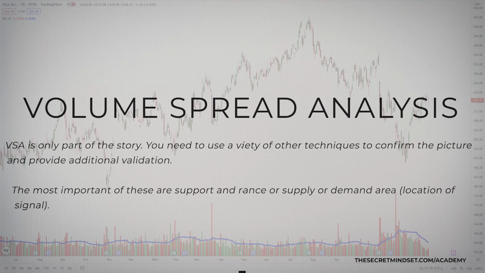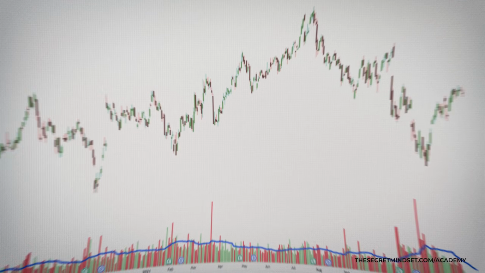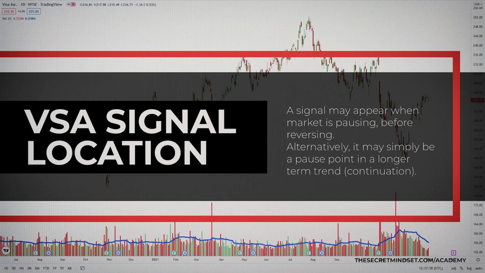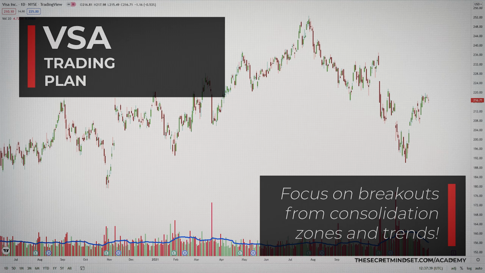Now, VSA is only a part of the story. You need to use a variety of other techniques to confirm the picture and provide additional validation. The most important of these are support and resistance, or supply and demand areas. This is where the market is pausing before reversing, or it may simply be a pause in a longer-term trend, which will then be validated by our volume analysis. A breakout from one of these regions of consolidation, coupled with volume, is always a strong signal.